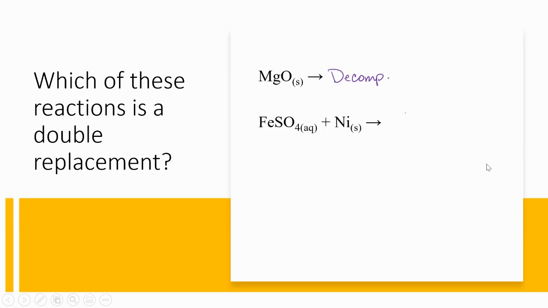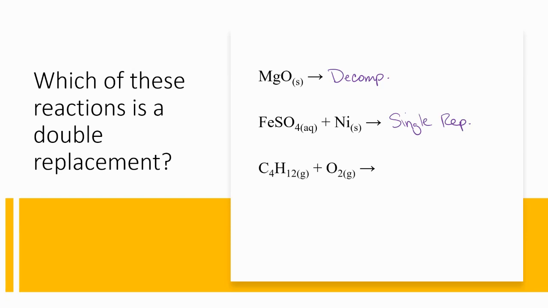Okay, how about this one? I have FeSO4 and nickel. Okay, so I'm getting closer because I have an ionic compound in iron 2 sulfate. But the other part of the reactant here is just a single metal, right? It's not another compound. So this is not a double replacement reaction. This is what we just finished looking at, the single replacement reaction.